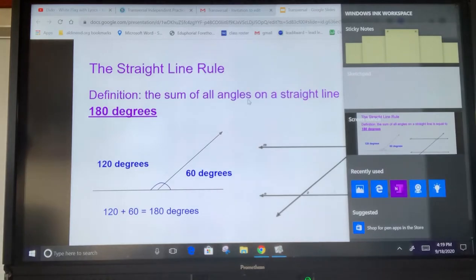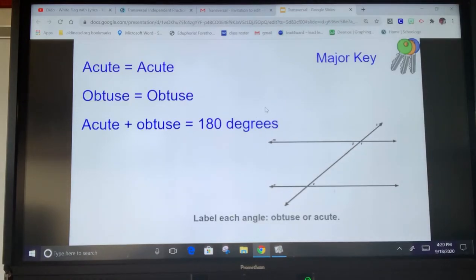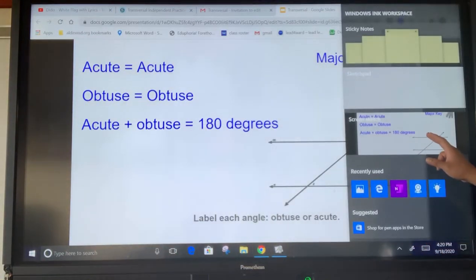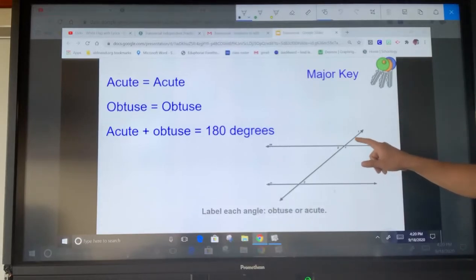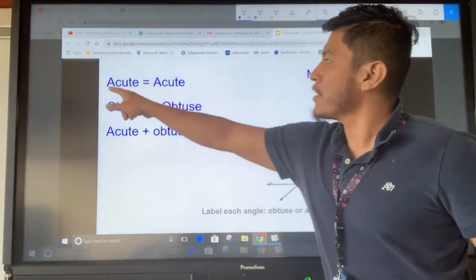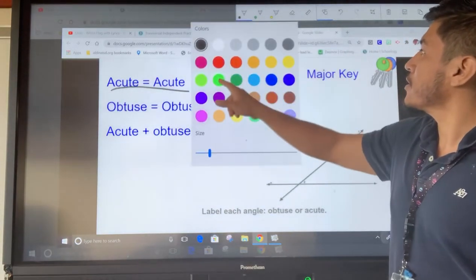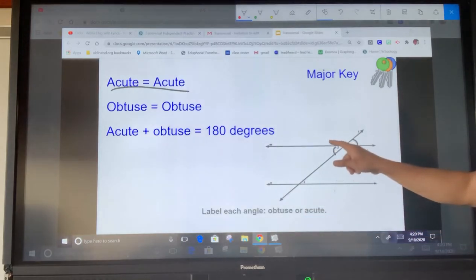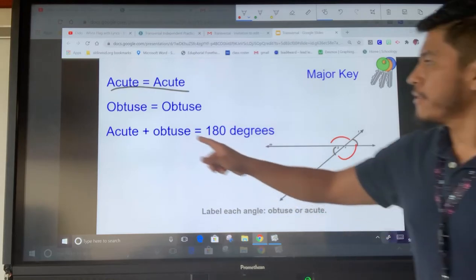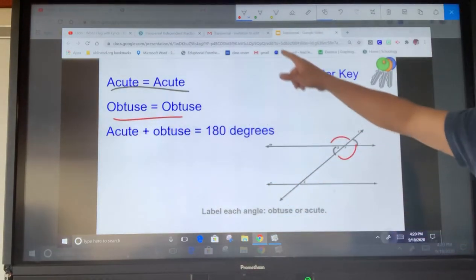How's the assignment going to look? This is one major thing to remember. If you want to pause this and write it down, you're going to set up acute and acute angles as equal. Keep this in mind, because that's how we're going to set up equations in a minute. Acute and acute angles are put as equal. Choose another color. Obtuse and obtuse angles, if that information is given to you, you're going to set the equation equal the same.